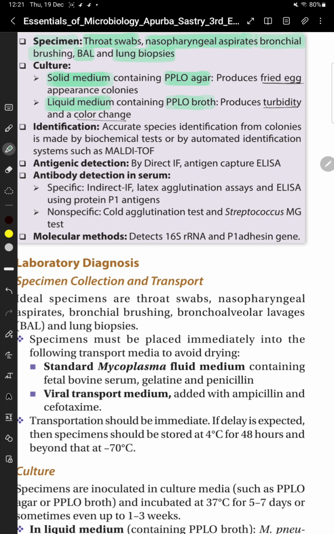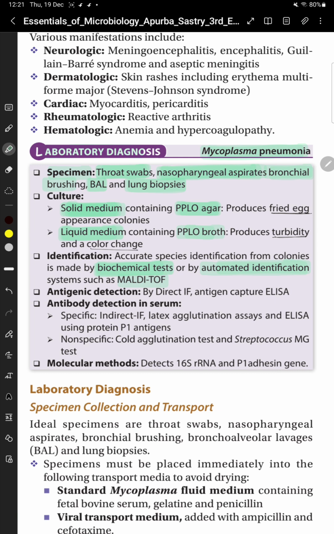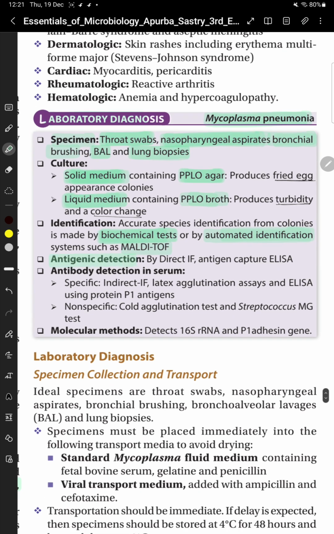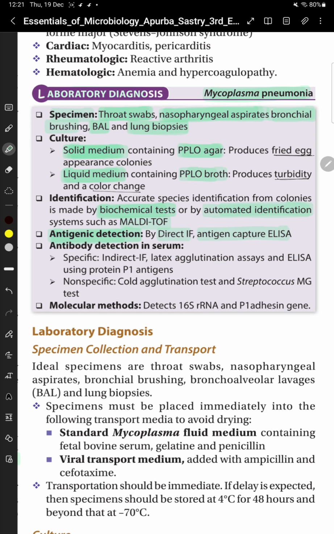Identification, accurate species identification from colonies is made by biochemical test or by automated identification such as MALDI-TOF. For antigenic detection, we have direct IF and antigen capture ELISA. Direct IF and antigen capture ELISA is for antigenic detection.